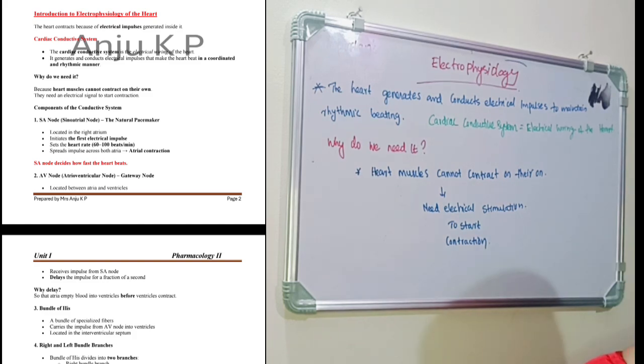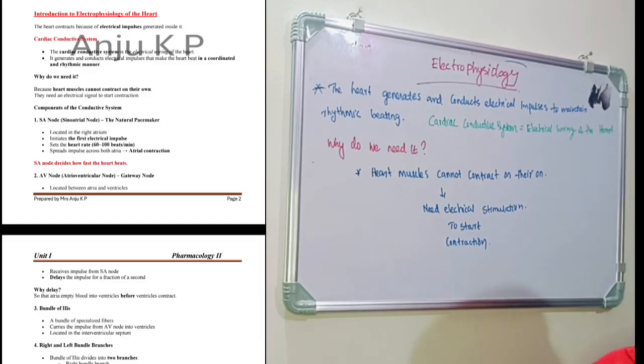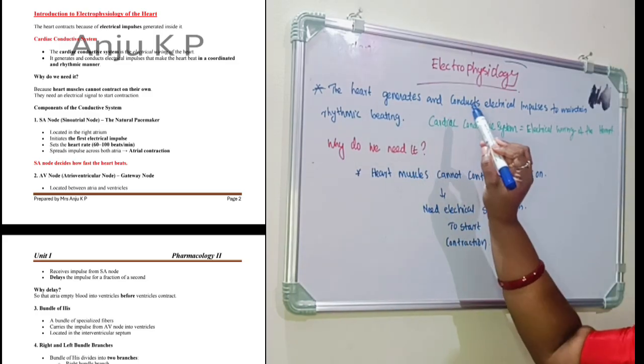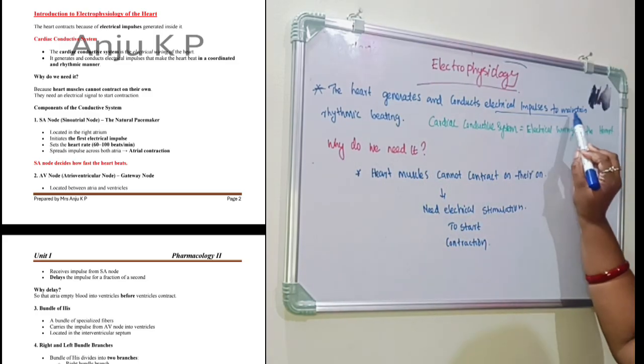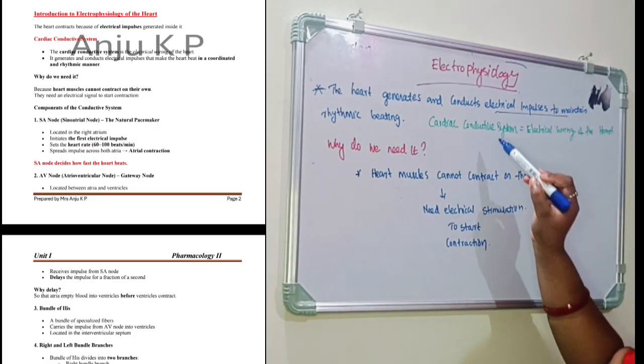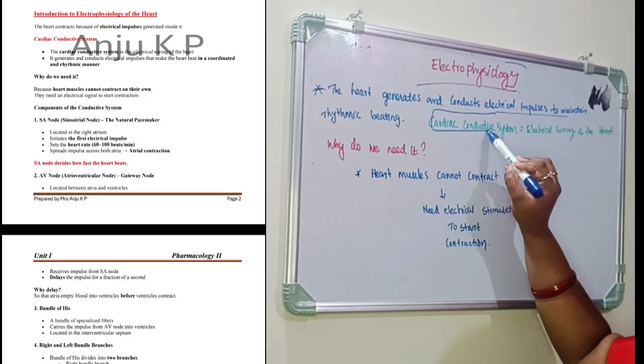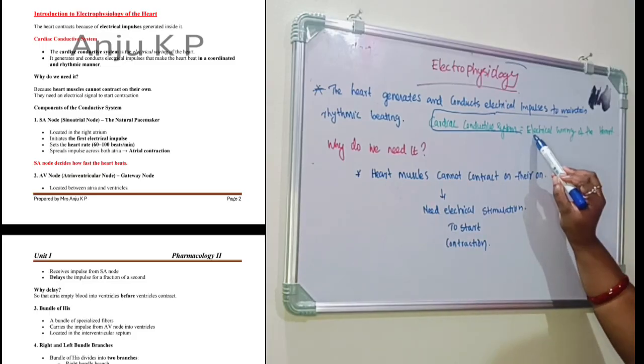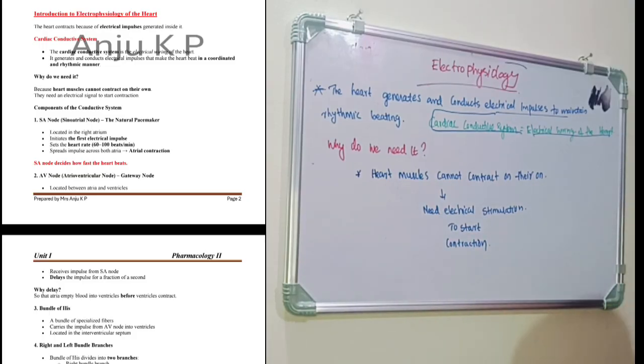It's like how our machine works with a wire, right? We will switch on, it will work. So like that only the heart is beating. So the heart generates and conducts the electrical impulses to maintain the rhythmic beating. The cardiac conductive system is equal to the electric wiring of the heart.